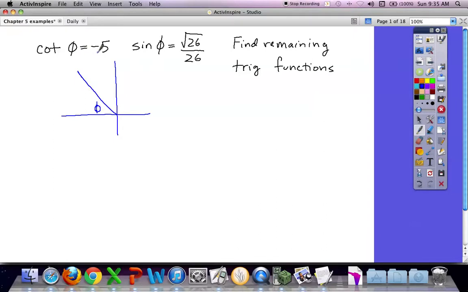Okay, we know that the cotangent is the cosine over the sine, which is the x value over the y value, and that's -5. So it should be that the x value is -5 and the y value is 1. That'll give us the cotangent of -5. If those two are true, then the third side by Pythagorean theorem should be the square root of -5 squared plus 1 squared, which is the square root of 26.